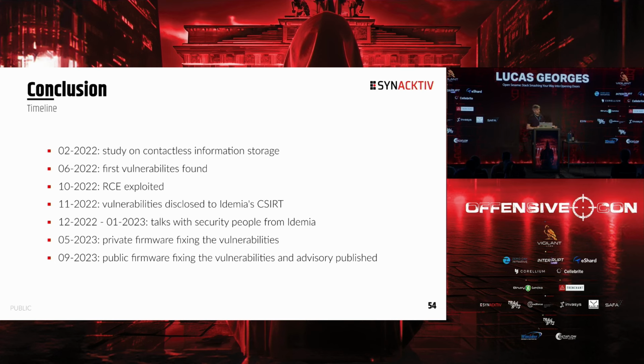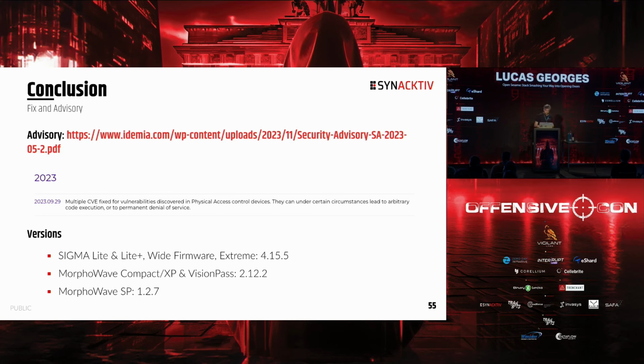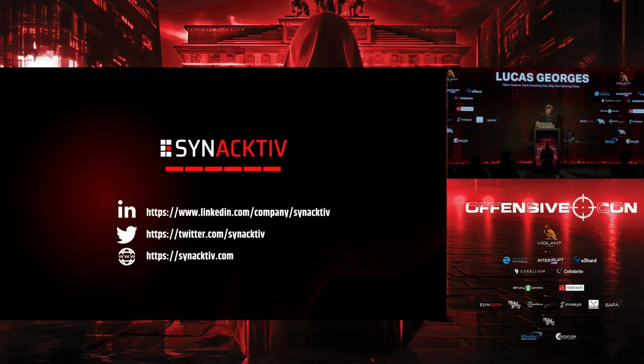So we had a private firmware sent to us in May 2023, confirming that every vulnerability that we disclosed was fixed. And since they have to give some advance notice to their clients, only in September 2023 was the public firmware published, as well as the advisory, which is here, and the version that fixes this vulnerability is 4.15.5 on the Sigma Lite and Lite Plus. So now you have to find another vulnerability to try to break it. And that concludes my talk.